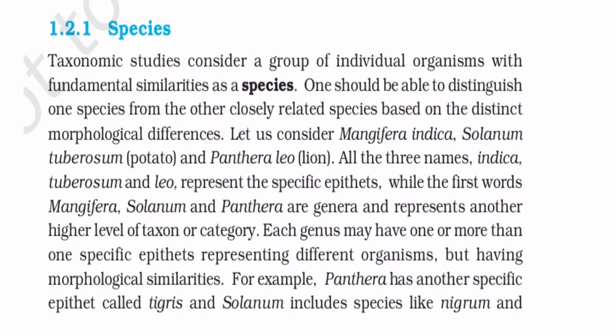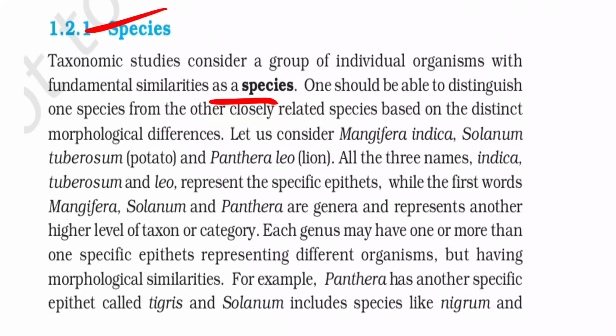So, let's start. Species. Taxonomic study considers a group of individual organisms with fundamental similarities as a species. One should be able to distinguish one species from other closely related species based on distinct morphological differences.